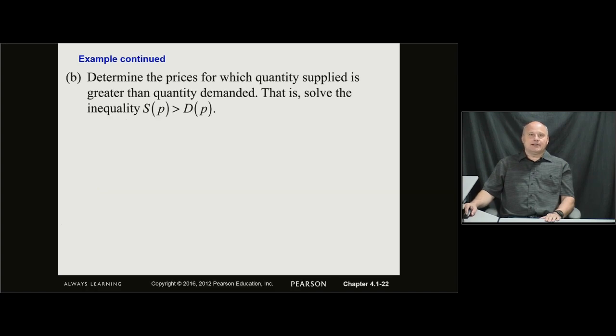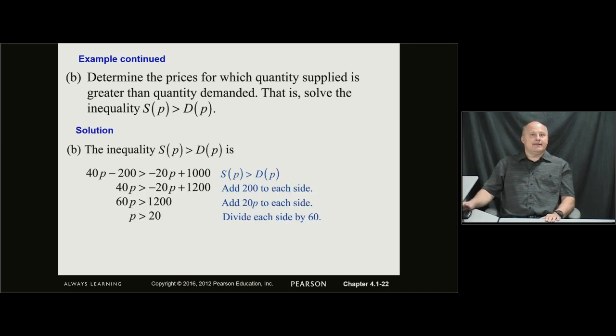Now the next one is we're going to determine the prices for which the quantity supplied is greater than the quantity demanded. That is, solve the inequality S of p is greater than D of p. So this is when the supply is going to be more than what's demanded. If you solve that problem, I believe it's going to be p greater than 20, because we set p equal to 20 a while ago.